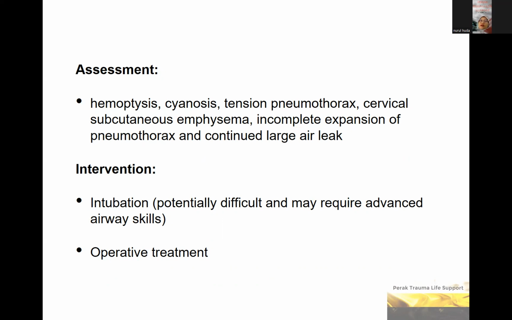So we have to suspect tracheobronchial injury. Then the intervention: the patient will need intubation, and you have to bear in mind the intubation can be difficult because the anatomy is distorted from the injury, and they might have bleeding. Therefore, the patient may require advanced airway skills. Then definitive care: the patient will need operative treatment.